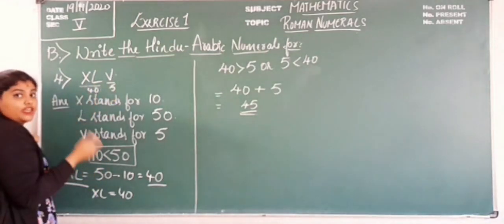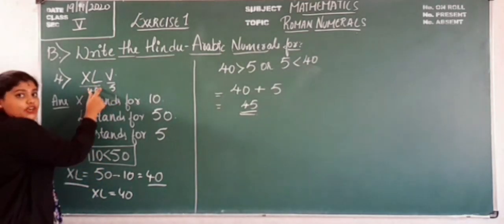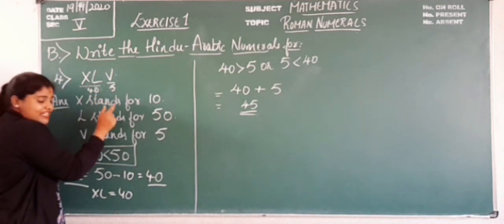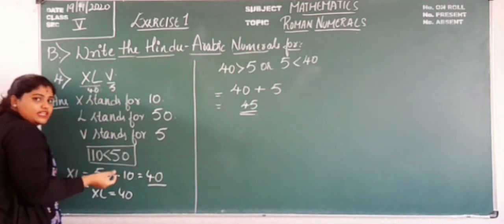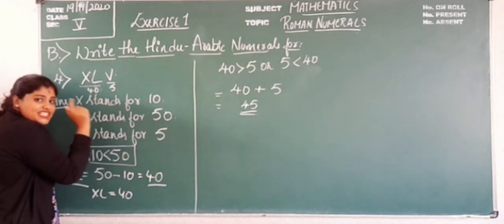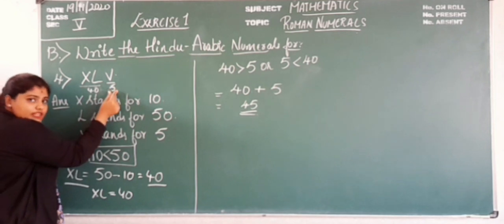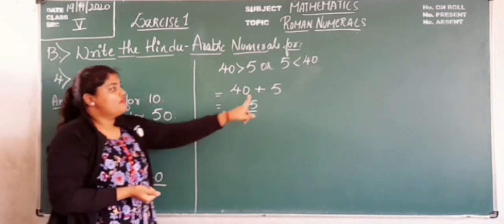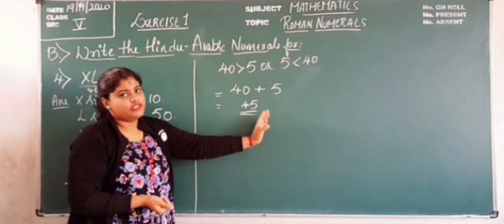Next we have V, and we know that 40 is greater than 5. We have one more rule: if we write a smaller value symbol after the greater value, it is addition. So we have added 40 plus 5. So 40 plus 5 gives us 45. Okay.